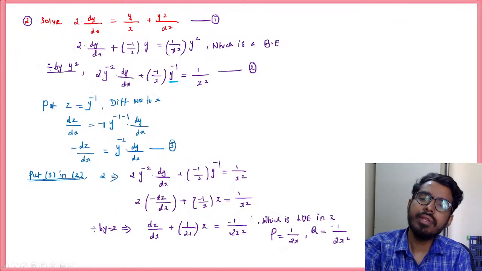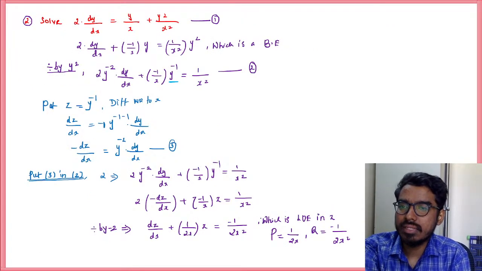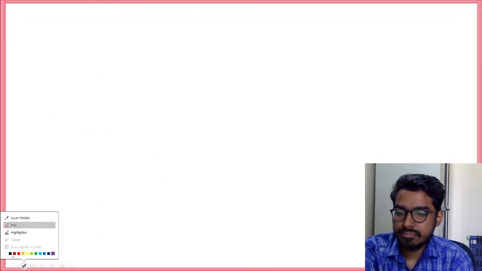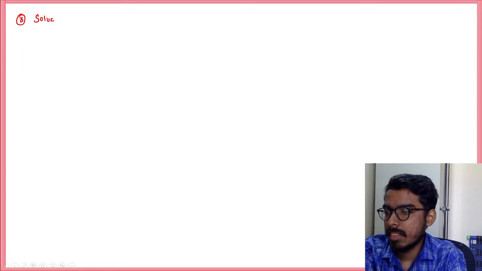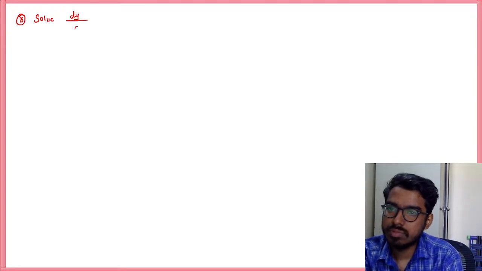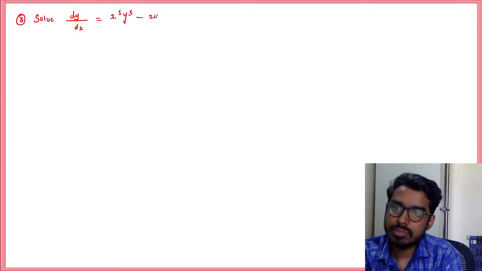It's very simple. You can do any problem from now on, right? I'll do another 3 more problems so that you will have more understanding, right? Okay. Solve dy by dx is equal to x cube y cube minus xy, right?